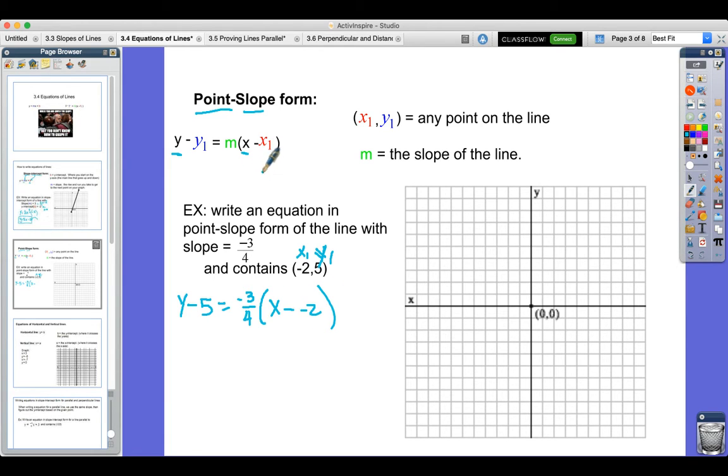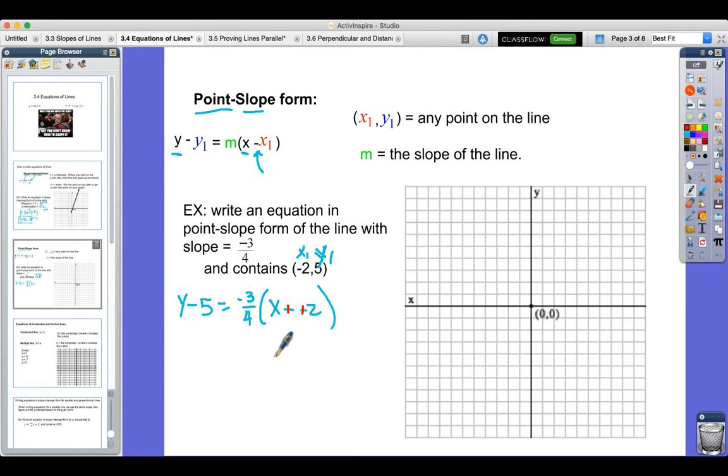Understand that this minus sign in the equation is a minus sign, not the negative of the number. They're two different things. We'll simplify this. A negative and a negative make each other positive, so this is x plus 2 right there, with the negative 3 over 4 in front. That equals our y minus 5. There you go. That's our equation right there.